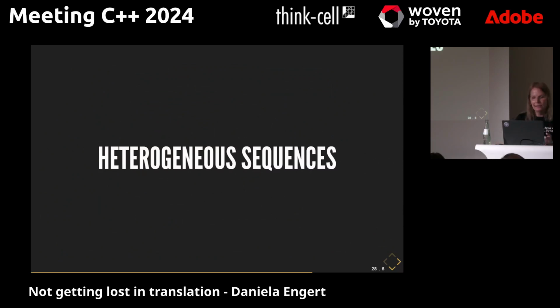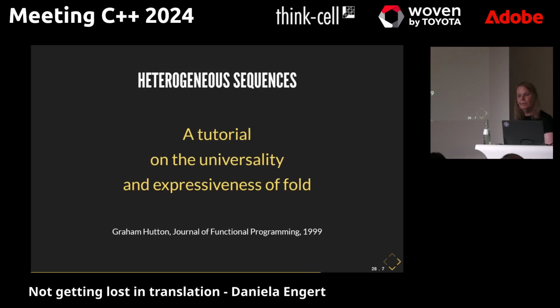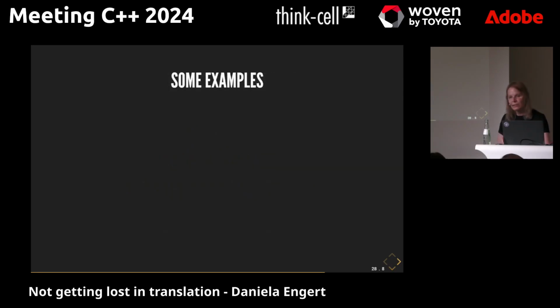So we come back to the notion of heterogeneous sequences. I mentioned the type list. And how do we deal with type lists? Since C++17, we use folds, and there's a seminal paper from the past century coming from functional programming. Folds are awesome, and you can do pretty much magic with them. So how can we use that to figure out what the answers to questions 1 and 2 are?